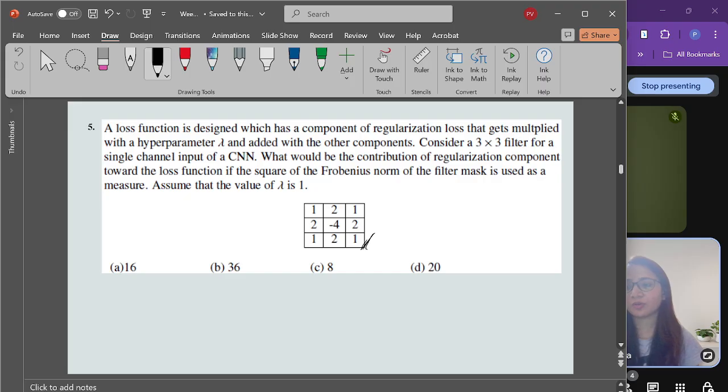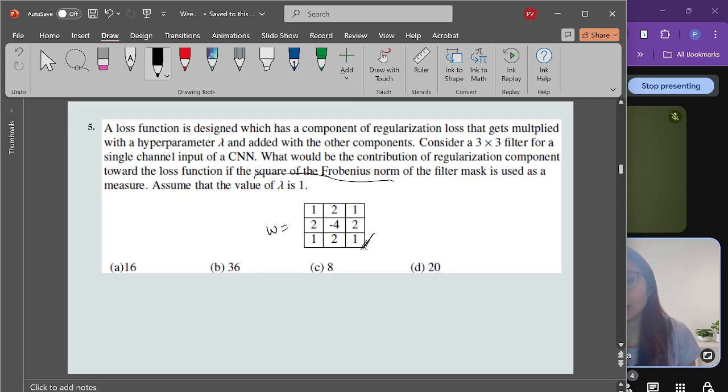Now we have to calculate the Frobenius norm. So they are asking what would be the contribution of the regularization component towards the loss function if the square of the Frobenius norm of the filter mask is used as a measure. The filter mask is already given. Let's say it is our W.